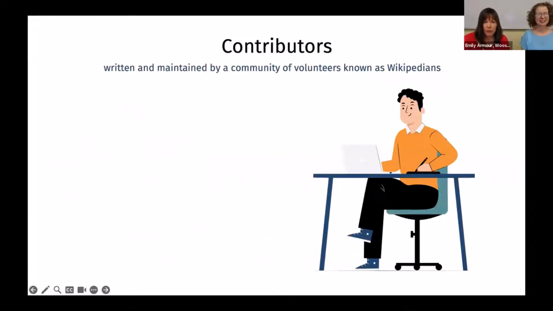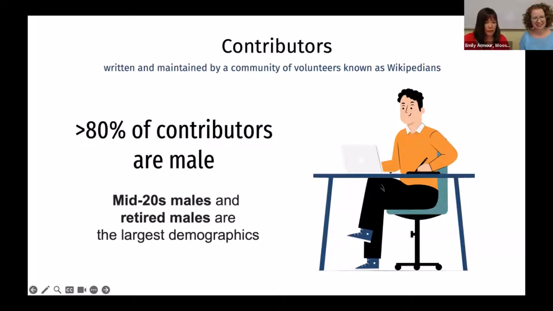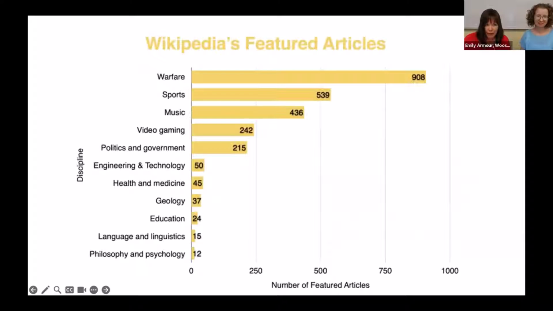Now, contributors. Who can contribute to Wikipedia? Anyone can. The whole thing is written and maintained by a community of volunteers. 80% of the contributors are male. So the mid-20s males and the retired males are the largest demographics. So maybe there might be bias there. We're just saying, which could be evidenced by the featured articles, which are mostly about warfare, sports, music, and then video gaming. And you can see exponentially how much higher those topics are.